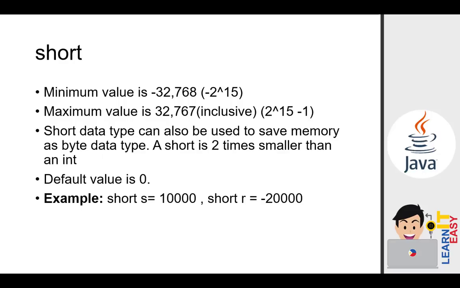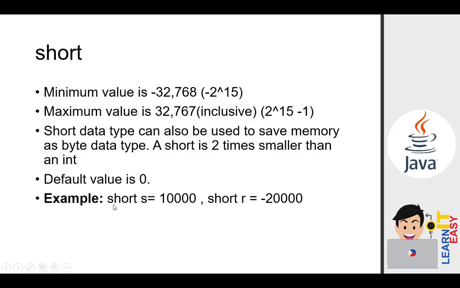Minimum value na pwede mong i-store is negative 32,768 to positive 32,767. Short data type can also be used to save memory as byte data type. A short is 2 times smaller than an int. The default value is 0.